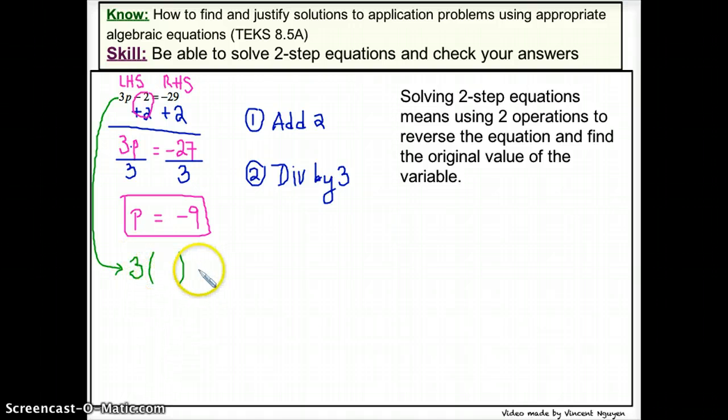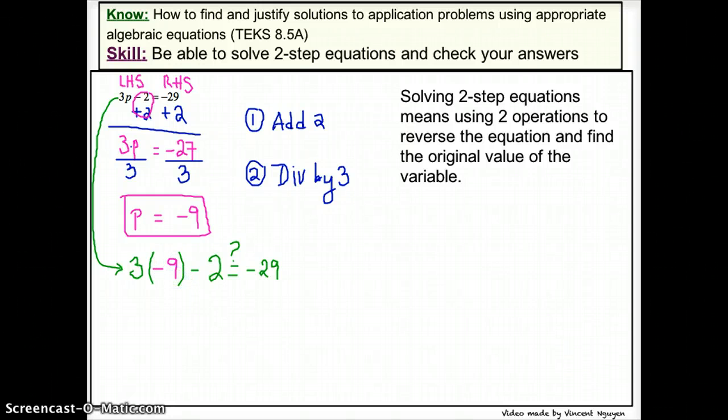Instead of p, I will put negative 9 there, and then I write the rest of the equation down, minus 2, and then I'm going to check to see if it's really equal to negative 29. Now we're all going to cross our fingers and hope that it will equal negative 29. Otherwise we're in trouble because we must have made a mistake. So in place of the multiplication right here for p, I'll put negative 9 in there.